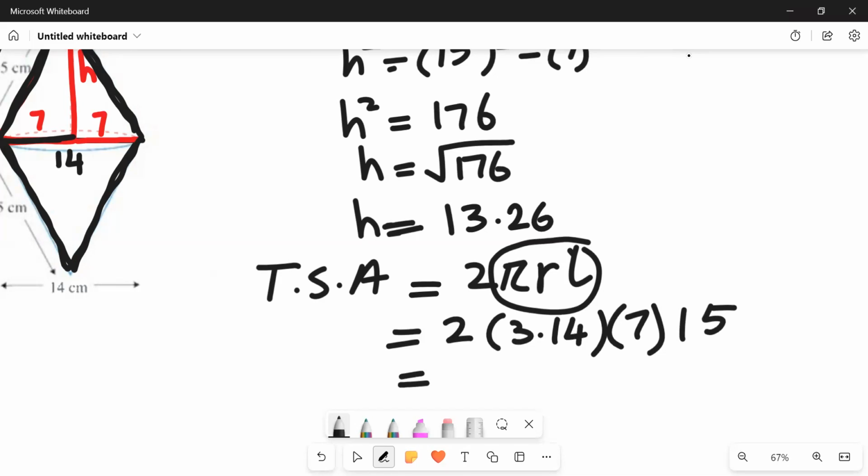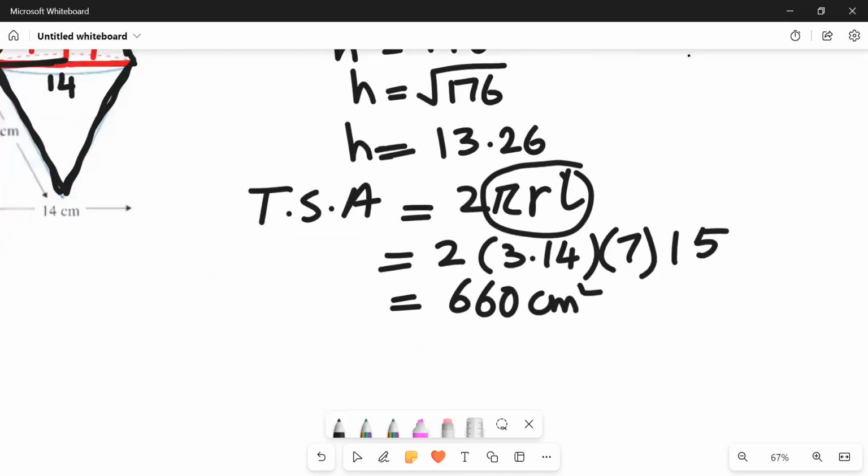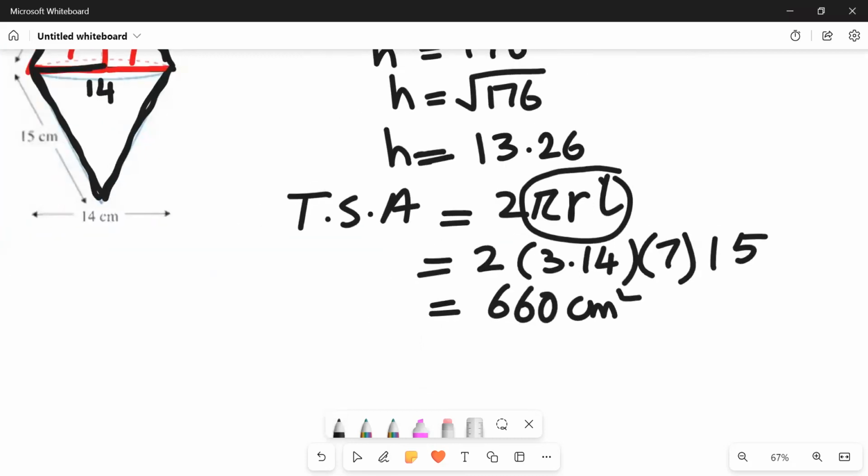Yes, Zara, are you calculating? 659.4, which means 660. Yes, then we will round off and take it as 660. Okay, this is the total surface area for the first part.